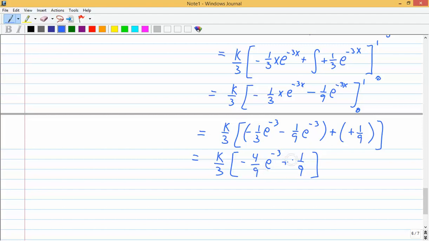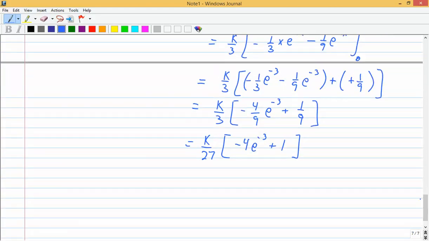To make this prettier though, since I noticed that this is a ninth and this is a ninth, you may want to, first of all, write the constant first since it's positive here, and this second, but factor a 1/9 out. You may say, why would I want to factor a 1/9 out? You don't have to, but it makes the answer look a little prettier. If you factor a 1/9 out, that would be k over 27. And then in here, and I'm going to rewrite it, but you'd have -4e to the -3 plus 1. I'm going to rearrange these terms. I'm also going to write my k at the end.